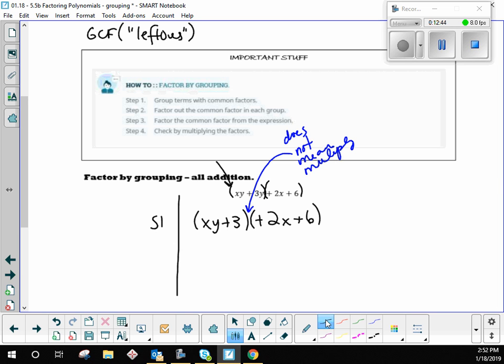The second step says to factor out the common factor in each group. Another way that you might want to reword that is: do the GCF method on each group separately.